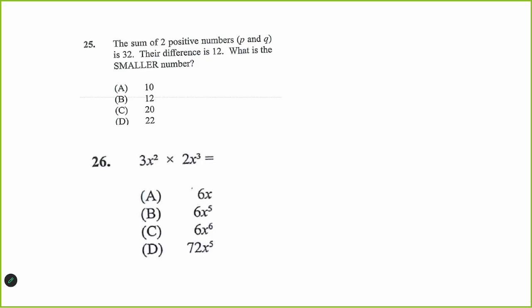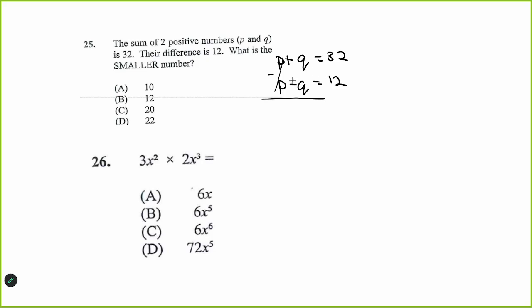The sum of two positive numbers p and q is 32, so p plus q is equal to 32. Their difference, p minus q, is 12. What is the smaller number? This is a simultaneous equation, so we'll subtract.